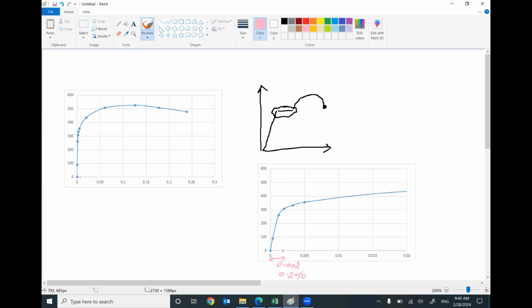After you locate this point, I will go ahead and draw a parallel line. This line is parallel to this line. That makes sense? At this intersection, approximately, we will have the yielding point. So the yielding point looks like something around 350. So this is the value of sigma yield.